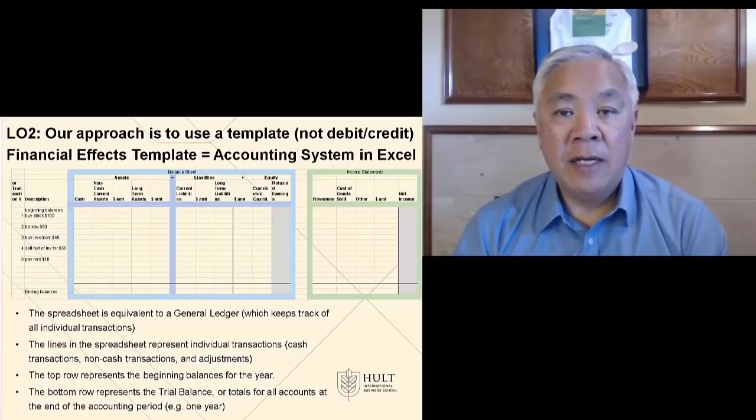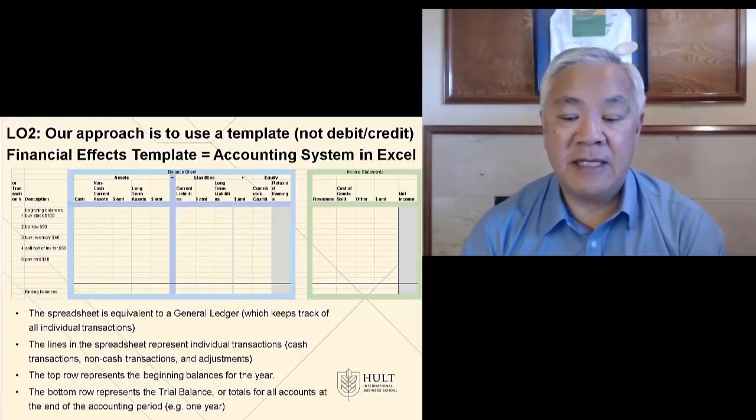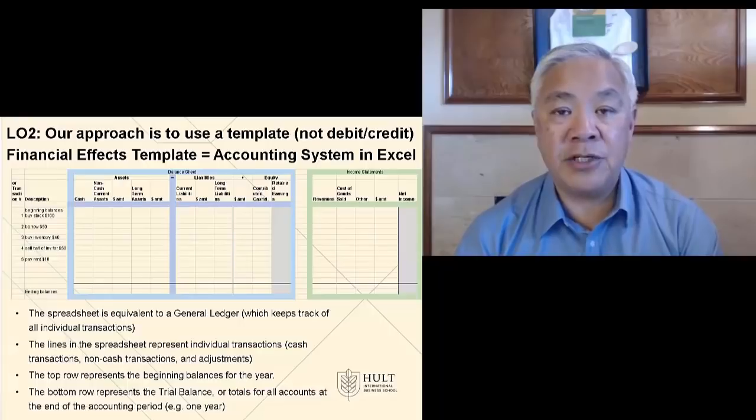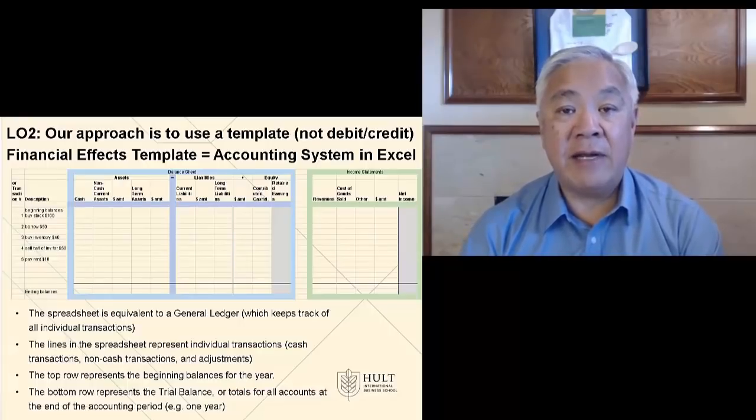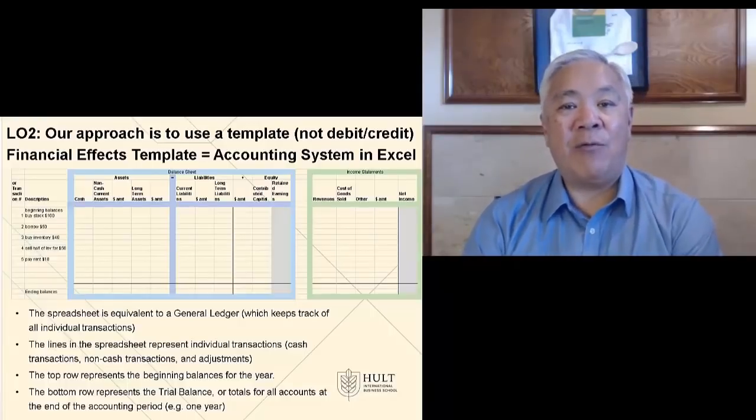So we're going to now put ourselves into Excel and we're going to look at the financial effects template. And what we're going to see is that it is just the spreadsheet depiction of the basic accounting equation, namely assets equals liabilities plus, right, equity, right? So we're going to look at how that works.